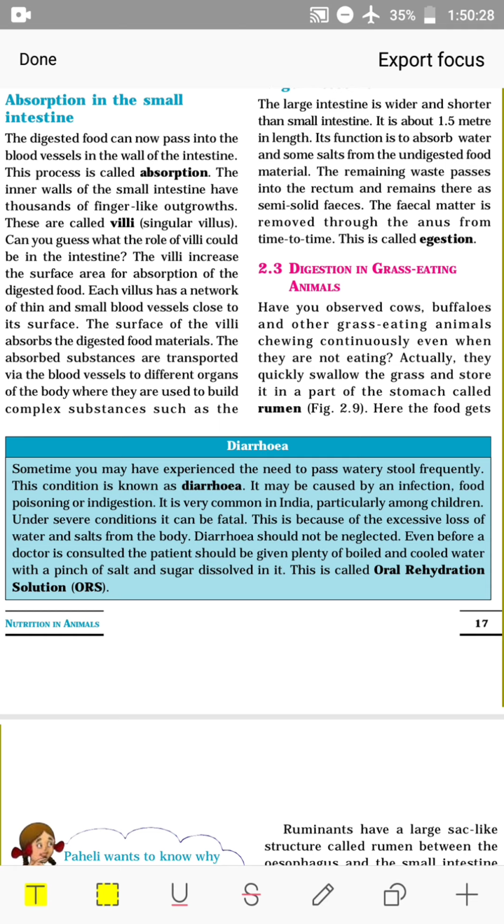Even before a doctor is consulted, the patient should be given plenty of boiled and cooled water with a pinch of salt and sugar dissolved in it. This is called oral rehydration solution or ORS. So today we have learnt some interesting facts.